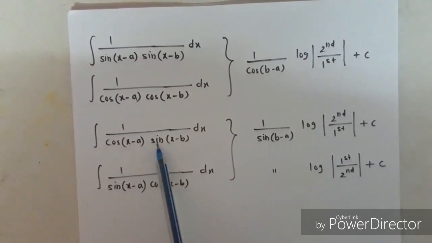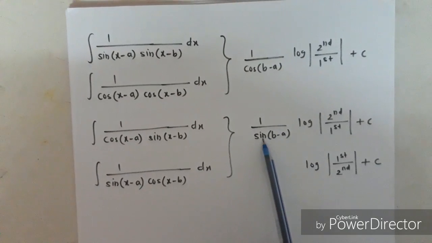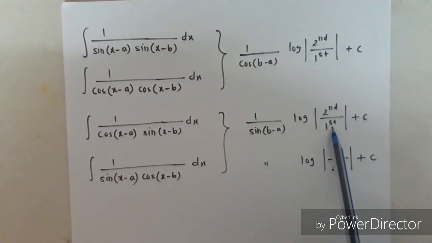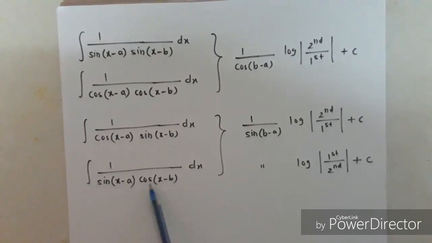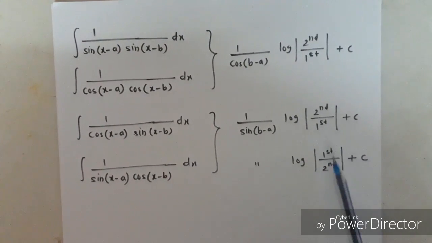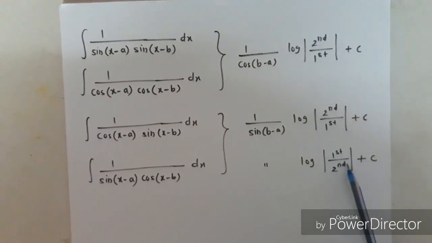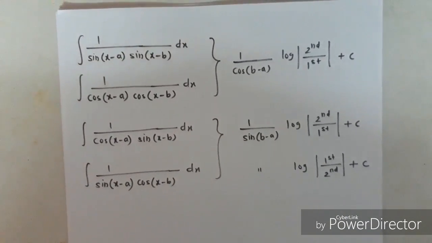While if it is dissimilar terms, then instead of cos it will be sin, log of second term divided by first term. However, the last one is an exception. Remember the exception: instead of second term divided by first, it is going to be first term divided by second, and the rest of the things remain the same.